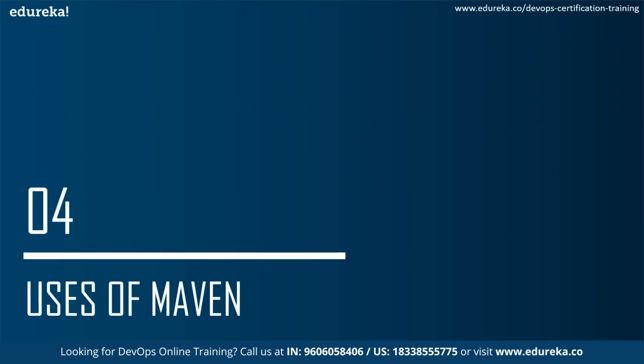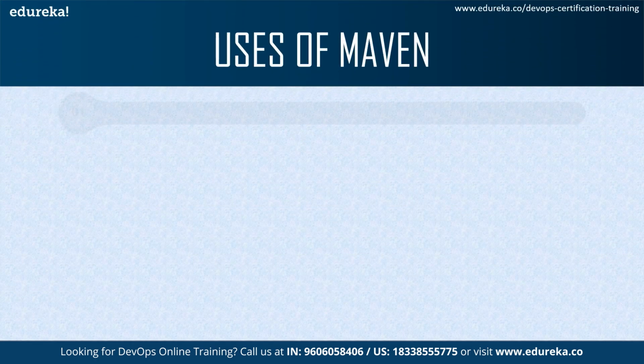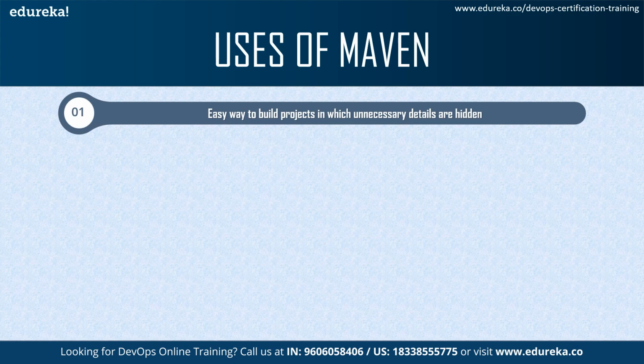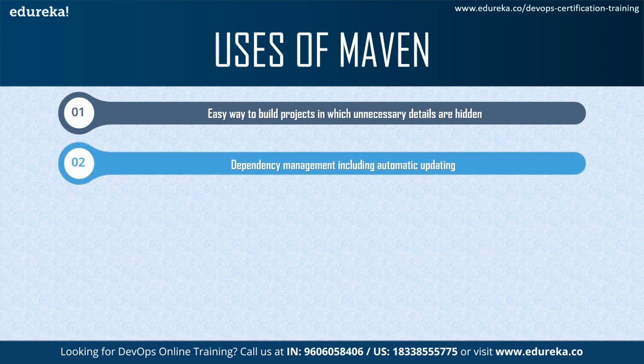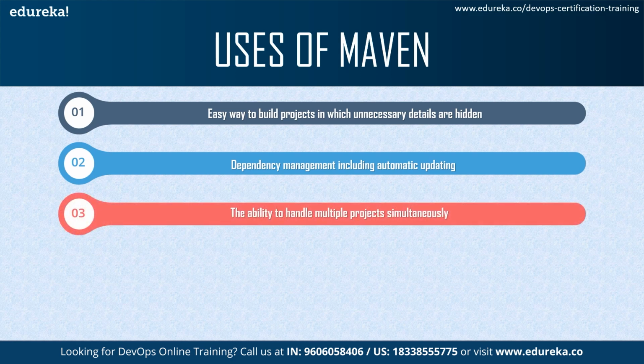Of course, we'll look at some of the use cases of Maven here. Maven helps us easily build projects with unnecessary details almost hidden. So that goes into the backdrop. And dependency management, including automatic updation, of course, because it is a build automation tool, is present only because of Maven. And there's ample ability to handle multiple projects simultaneously because of the presence of Maven.